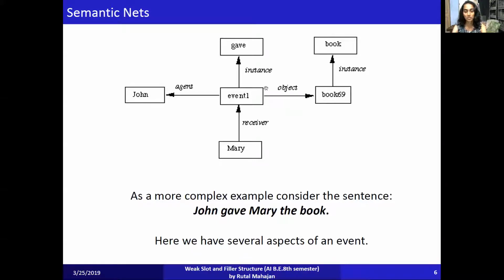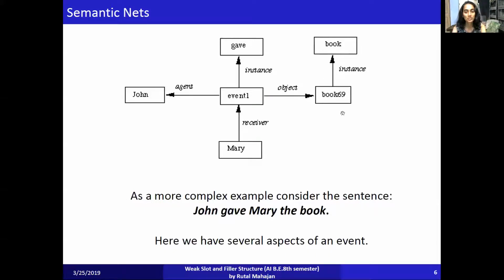We have several aspects of an event in this sentence. We can see "John gave Mary the book." That is a whole event. We can see one event is there. Gave means giving is one kind of instance of that event. Mary is receiving something, that is also one kind of event, meaning this event is related with Mary by receiver relation. John is related with this event, meaning he is the doer of this event. So it is related with agent relation.